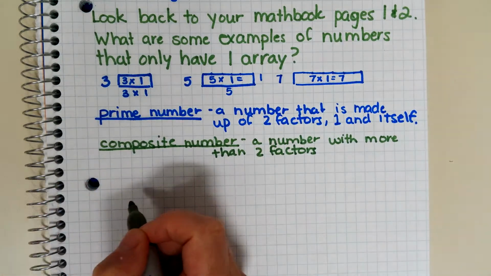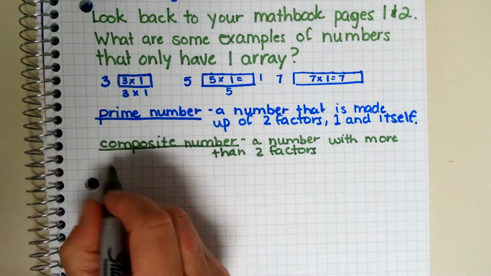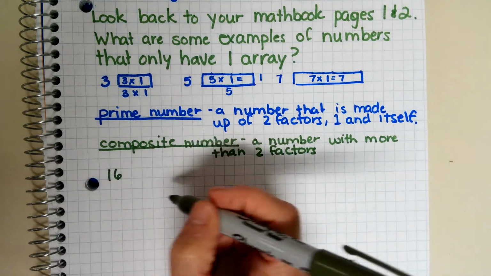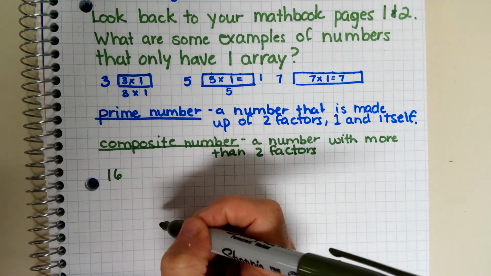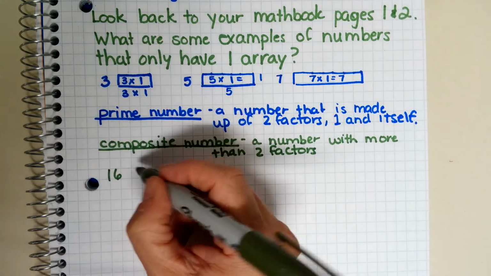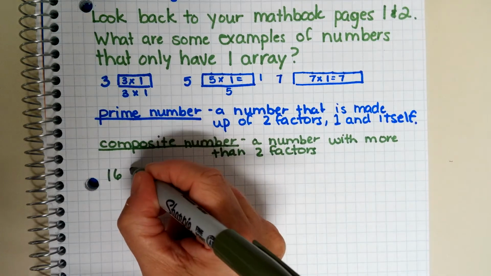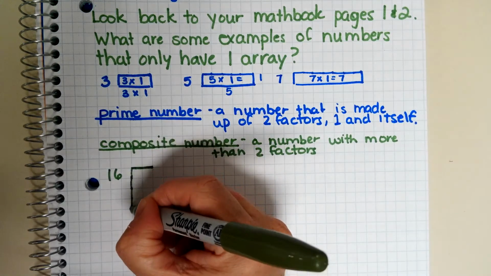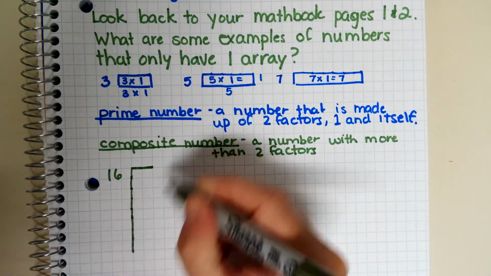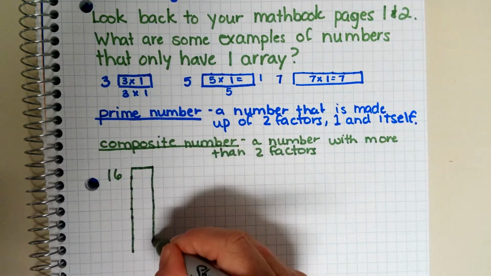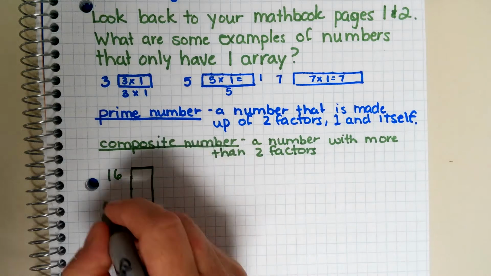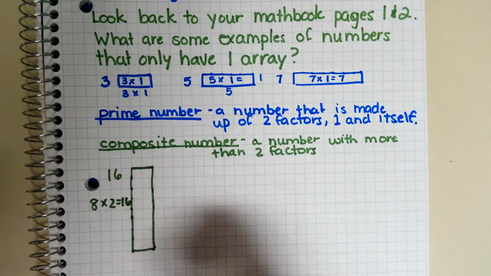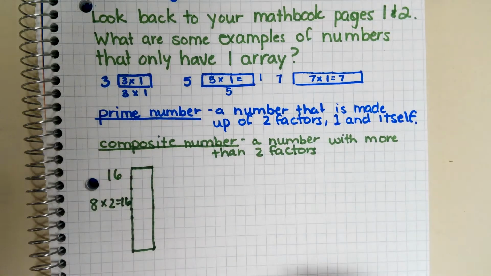we could have a number like the number 16. Okay? So 16, there are a couple different ways I can build an array to make 16. We talked about it just the other day. So if I go 2 times 8, 1, 2, 3, 4, 5, 6, 7, 8, we know that 8 times 2 equals 16. So that's one way we can find that.